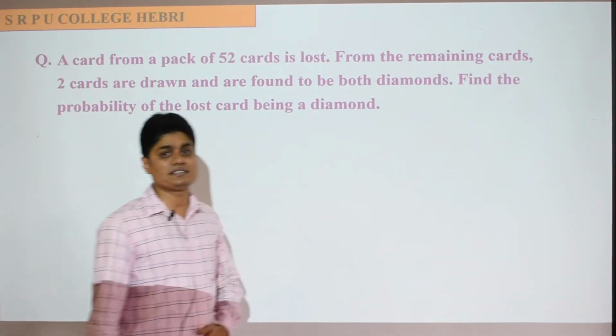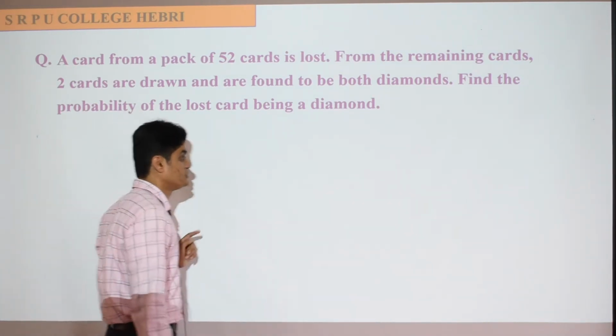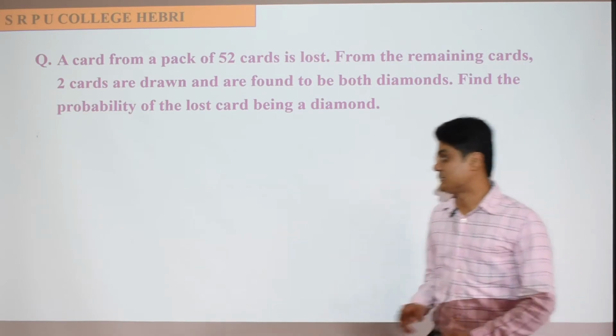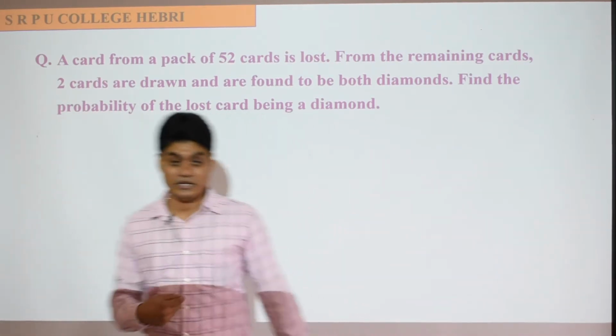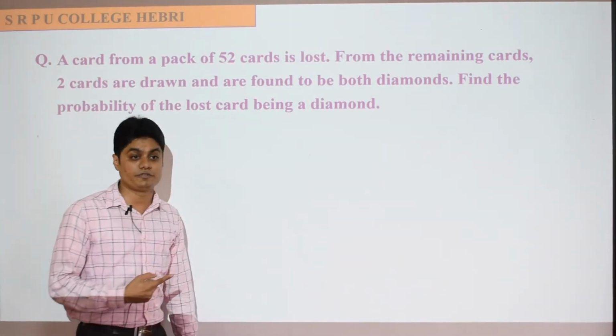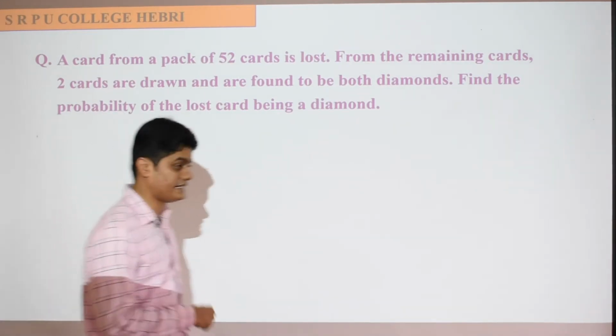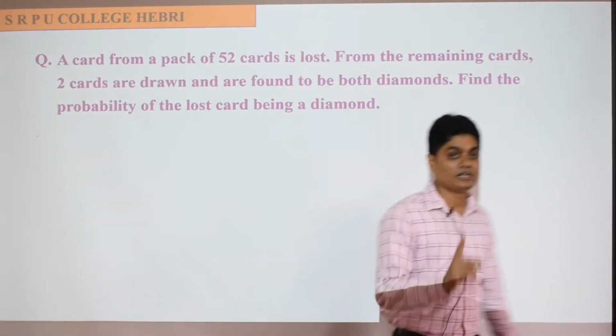How many diamond cards are there? 13. Out of 13, both selected cards are diamonds. Find the probability that the lost card is a diamond. Find the probability that the lost card, okay, one card was selected out of 52, so we have to check the probability of the lost card being a diamond. Are you understanding what I am saying? Observe carefully now.